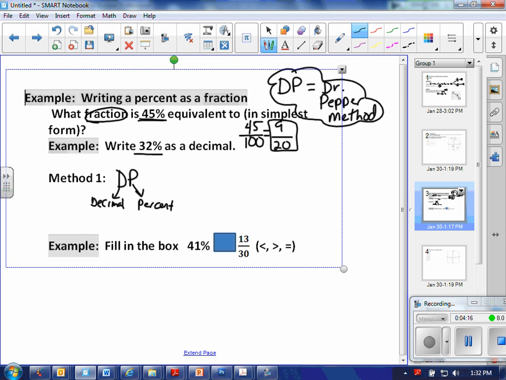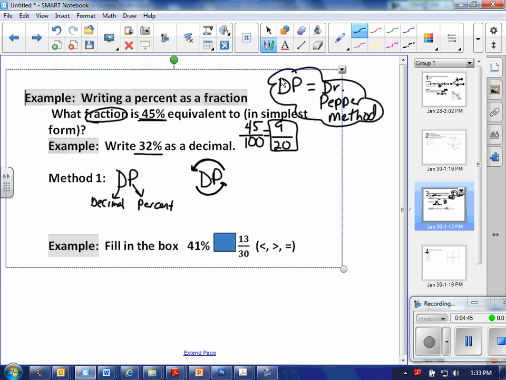So again, D and P, Dr. Pepper, decimal percent. All this is, you're going to see this little symbol right here. To get from D to P, we just move 2 spots. To get from percent or P to D, you move to the left 2 spots. So again, from decimal to percent, you move 2 spots to the right. From percent to decimal, you move 2 spots to the left.